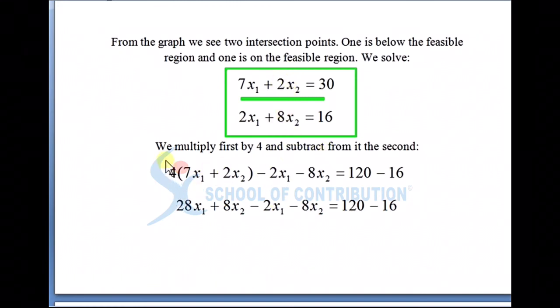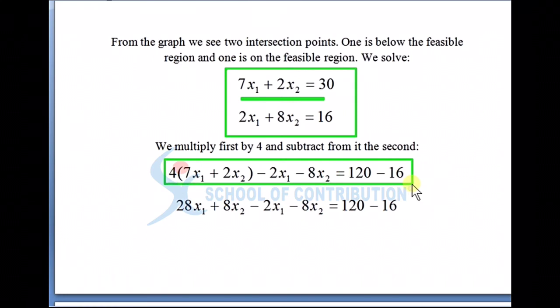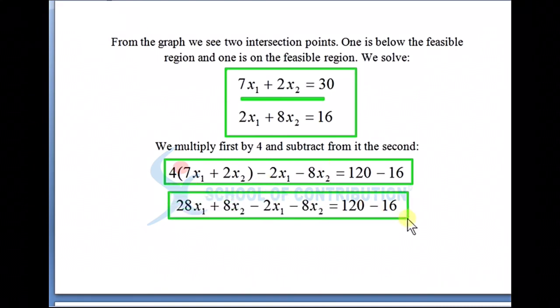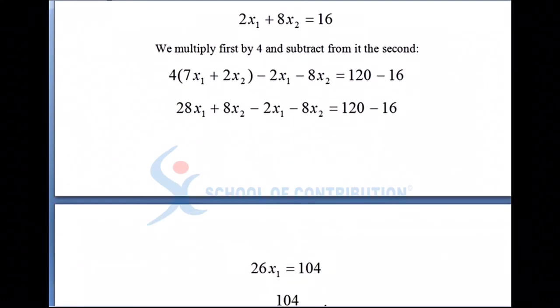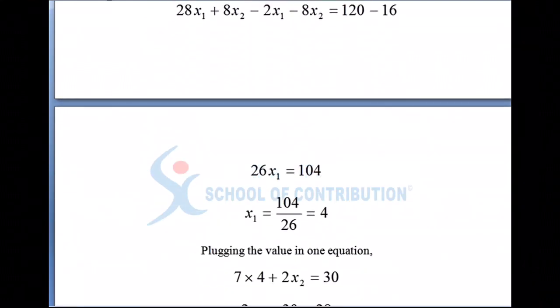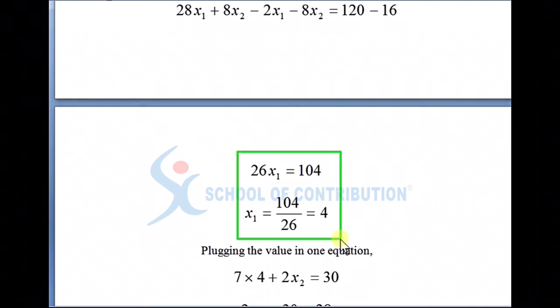So this is 4 multiplied by 7, that means 20x1 plus 8x2 equal 120, and minus 2x1 plus minus 8x2 equal 120 minus 16. So if we carry out the operation and simplify, we get this expression, a further expression. Then if we simplify further and solve for x1, ultimately we get x1 equal 4. This is our value for x1.